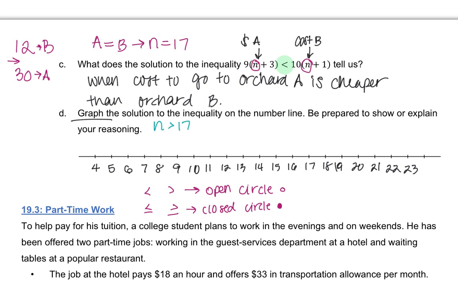So because we have N is greater than 17, that is greater, so we're going to use an open circle. So at 17 on my number line, I'm just going to do an open circle. And then because N is greater than 17, we're going to shade the numbers bigger than 17. You can either do a line above the number line, or just a squiggly line, something so that I can see the direction that you're shading.